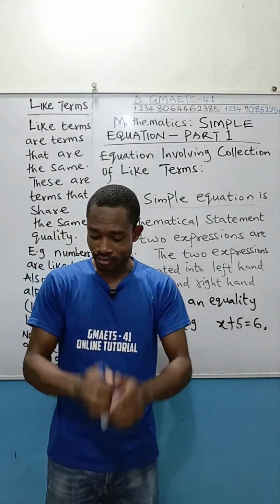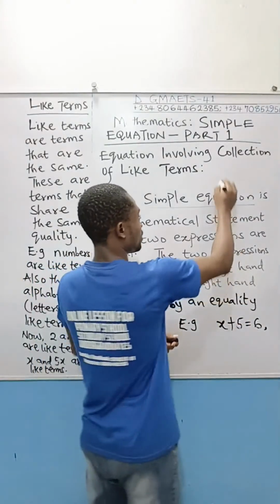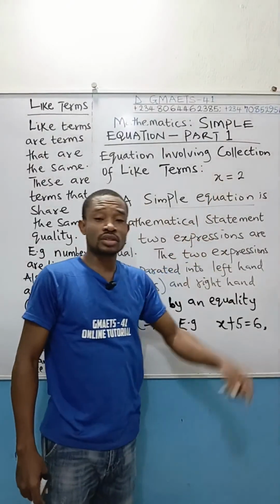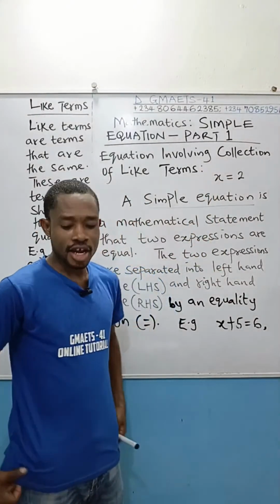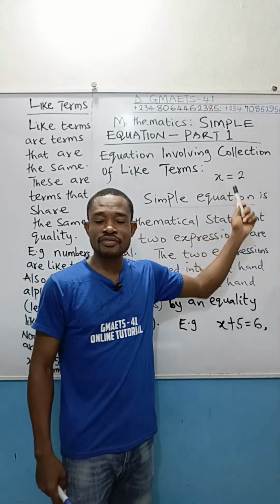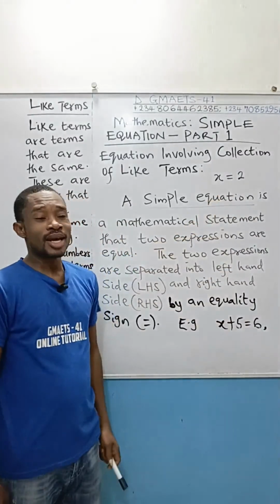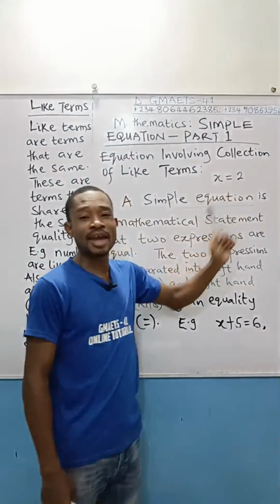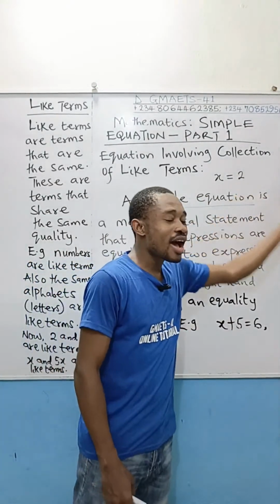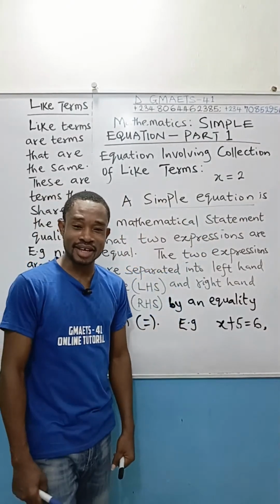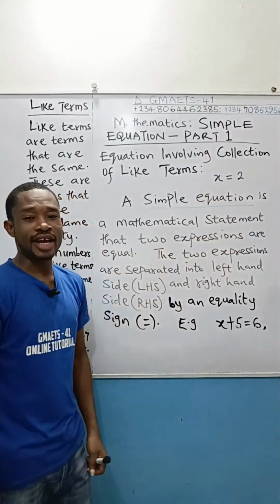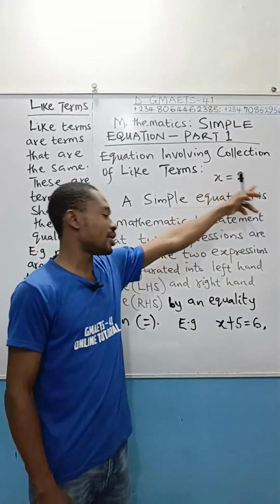So don't forget, imagine that I give you something like this: x = 2. This is an equation. It is a simple equation. How did I know it is a simple equation? Because you have equal to there. The equality sign separates these mathematical statements. Here you have x, it's a mathematical statement. On the right, you have 2, it is a mathematical statement. So the equal to separates it into two sides, the left-hand side and the right-hand side.